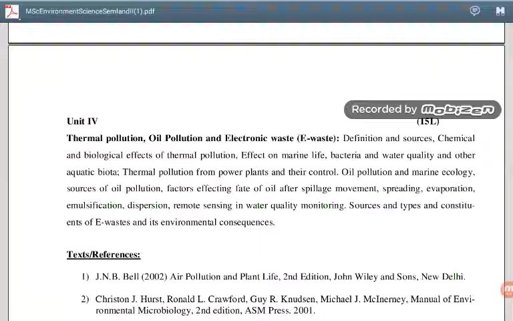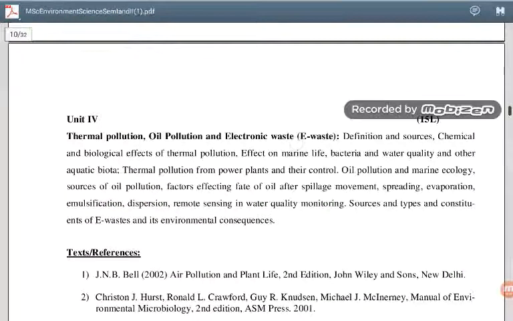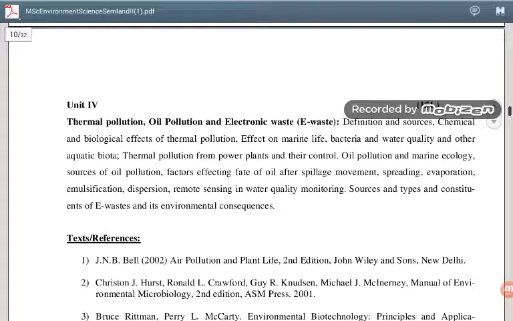Till now we have already heard about air pollution, soil pollution, and water pollution, but now we are going to see the pollution types added to our portion: oil pollution, electronic waste and thermal pollution. So these are the 4 different papers of our M.Sc Environmental Science, EVS Part First, which is to be covered in this semester.